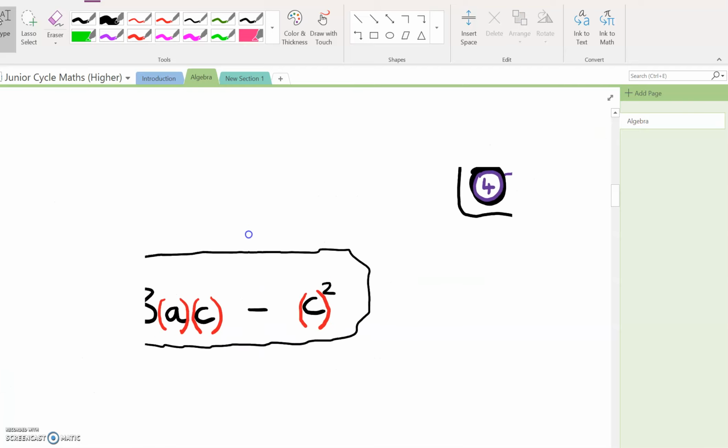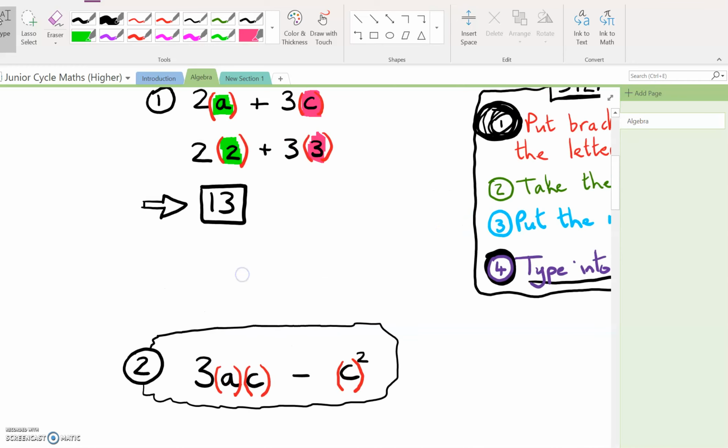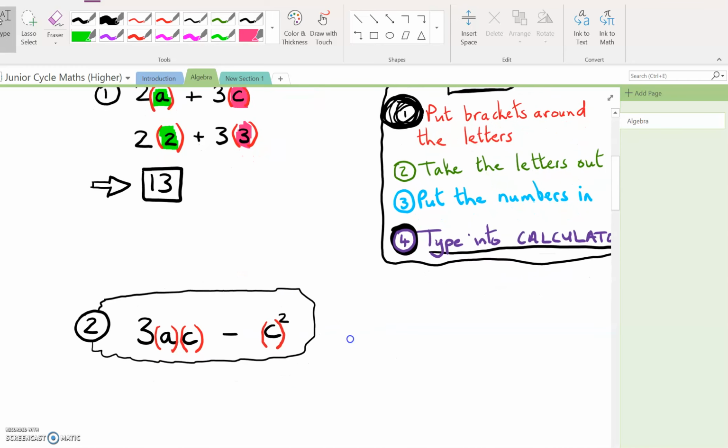That was step 1. Now, what's step 2? Take the letters out. So we'll have 3, and we'll have an empty pair of brackets for there, and an empty pair of brackets for here. Then we'll have that minus, and then the brackets that were there, but there's no C in there. And that squared is still there.